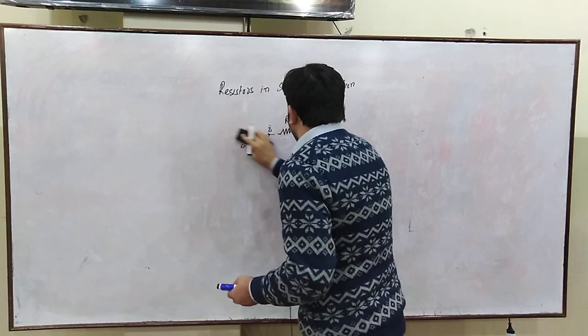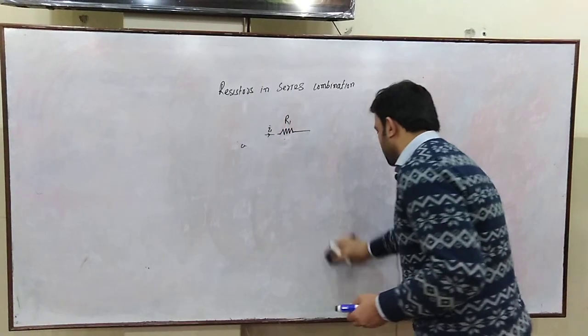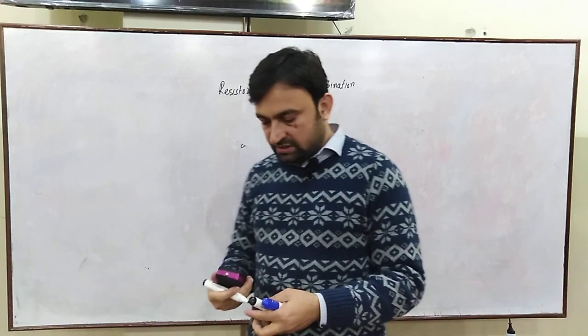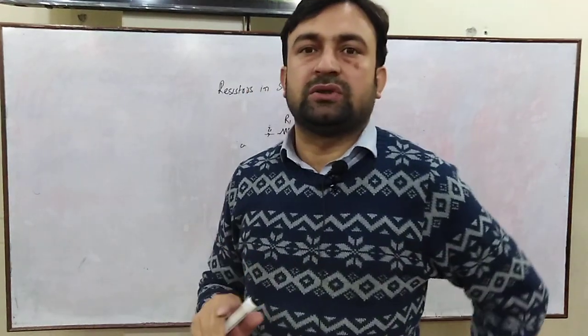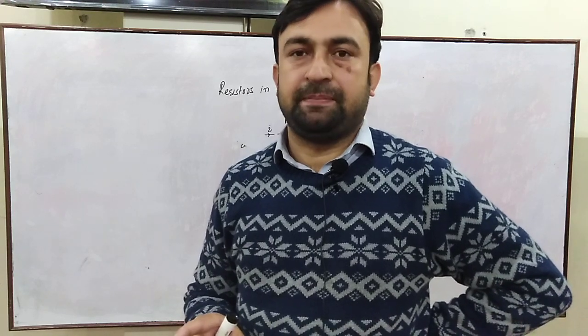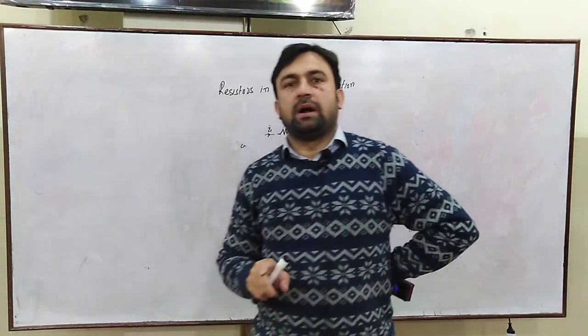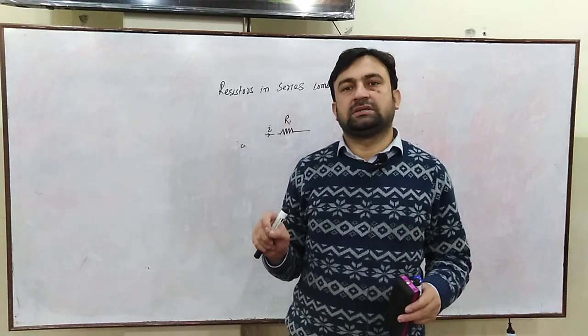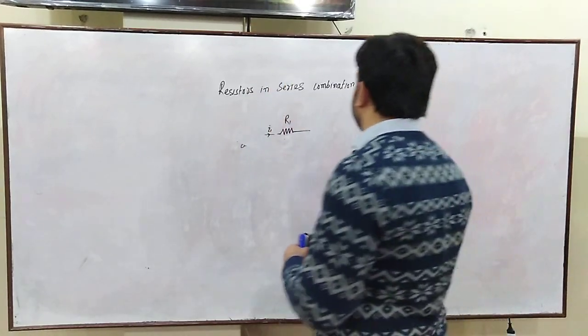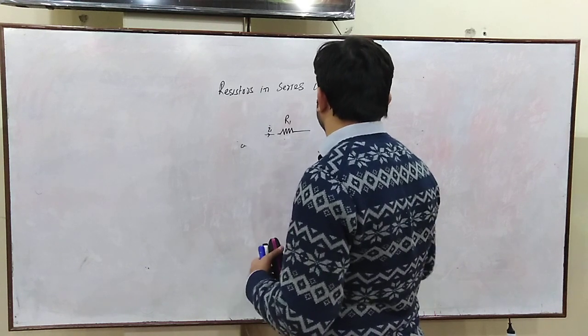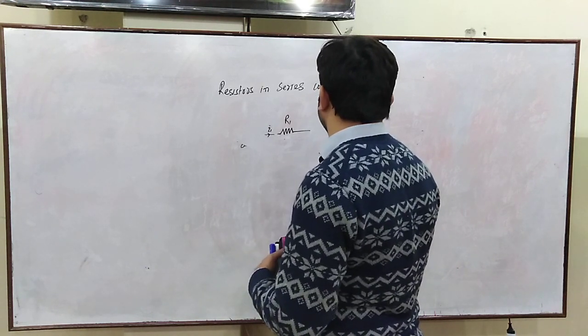Now, recall the definition of series combination. In series combination, the flow of current through each element is the same, but the voltage across each element or each resistor would be different.